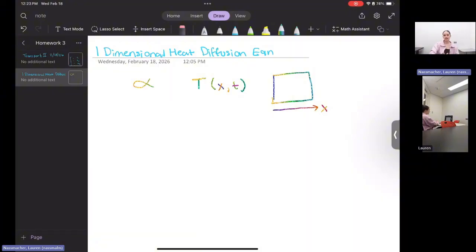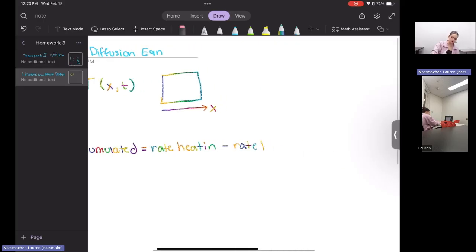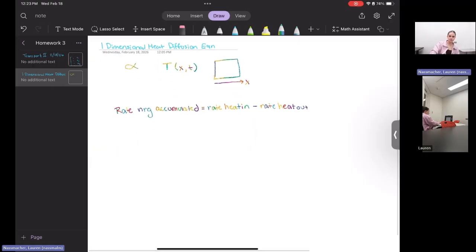We will now begin by writing the energy accumulation equation, which is the rate of energy accumulated inside of a control volume, in this case a one-dimensional slab, is equal to the rate of heat conduction in minus the rate of heat conduction out. So that is our energy balancing equation.